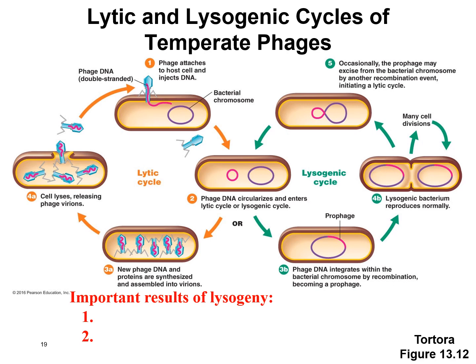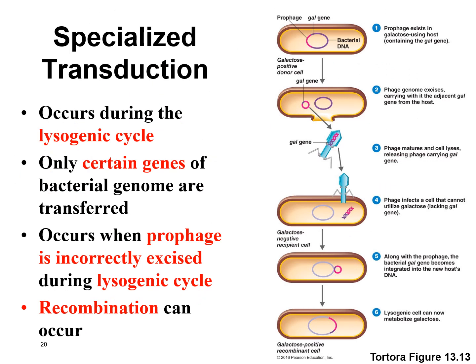Besides phage conversion, the other important result of lysogeny is that it allows specialized transduction to occur. And remember, transduction is one of our forms of horizontal gene transfer. And here's just a picture of specialized transduction that happens with the temperate bacteriophages in the lysogenic cycle. So when the prophage cuts itself out of the bacterial chromosome, sometimes it's a little bit sloppy and cuts out a bacterial gene as well.